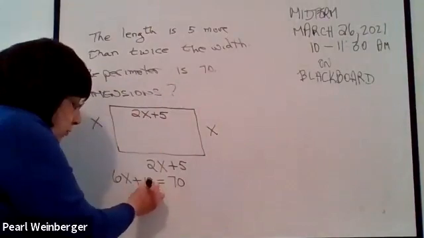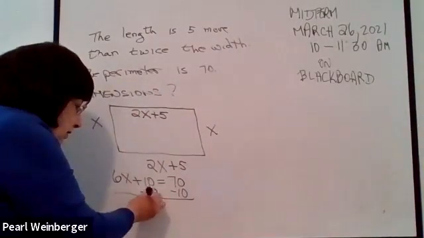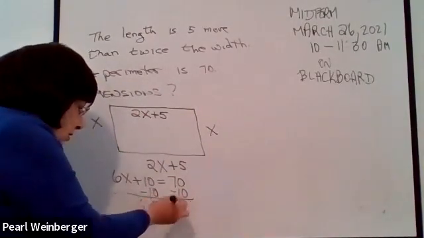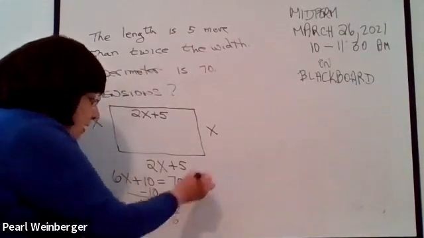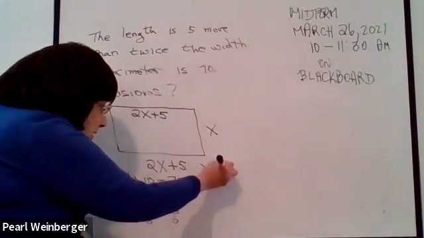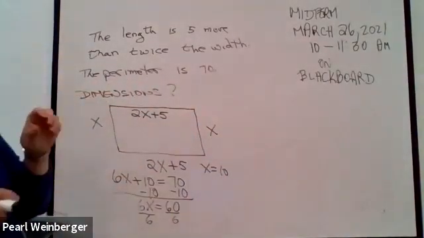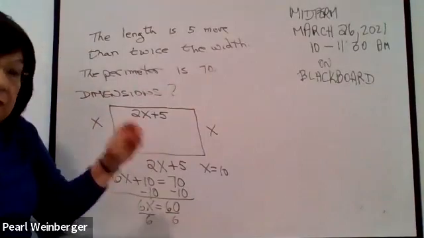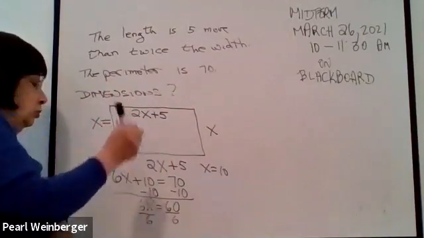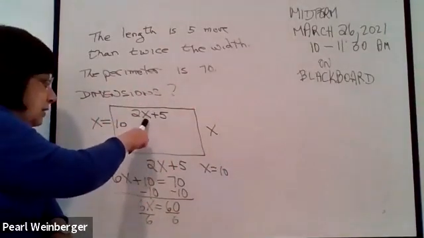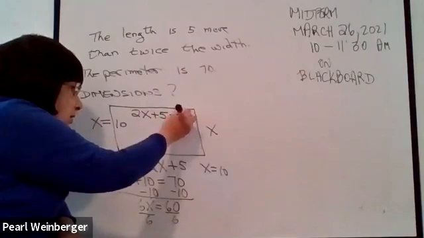Now I just solve this equation by subtracting 10 from both sides. I get 6x equals 60. And when I divide both sides by 6, I get that my x is equal to 10. And then I go back and I see that they asked me to find the dimensions. And the word dimensions means both the length and the width. So I know the x is 10. So the width has to be 10, and the length is 2 times 10, which is 20, plus 5, so my length is 25.